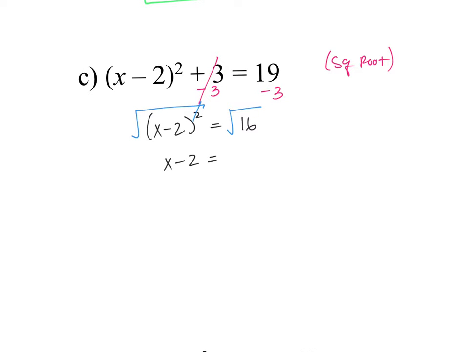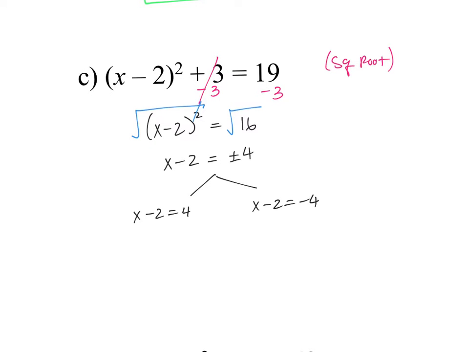Square root of 16 is not too bad. It's a 4 plus and minus. Some people will notice that they have two solutions because they have a 4 and a negative 4, but they still need to move the 2 over, so they might split this equation into 2 equations. So x minus 2 equals positive 4, and x minus 2 equals negative 4.